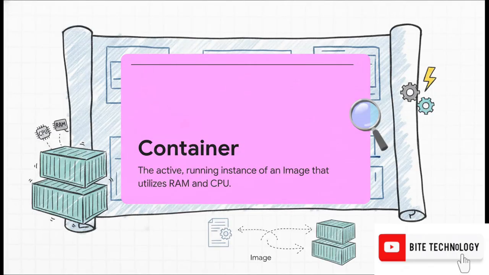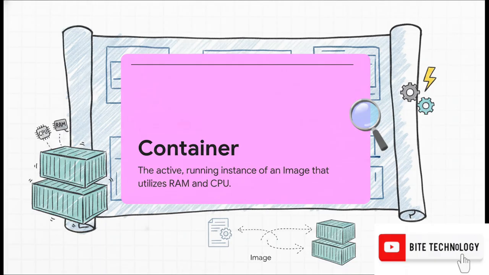Right, so how does that blueprint actually come to life? Well, that brings us to the container. A container is the live, running, active instance of that image. When you tell the Docker engine to go ahead and run an image, it allocates real memory, RAM, and CPU to it.